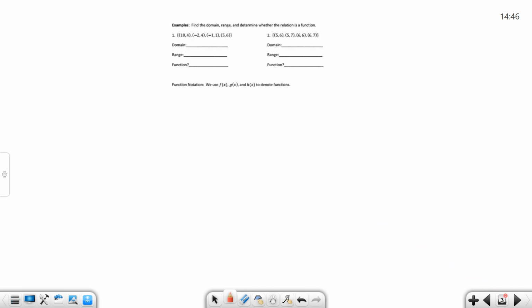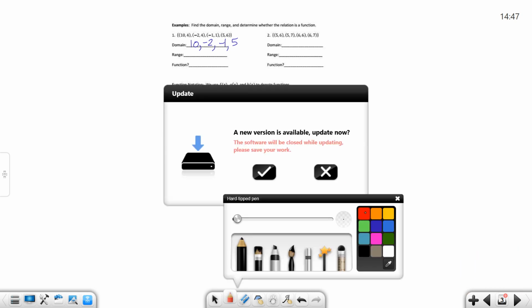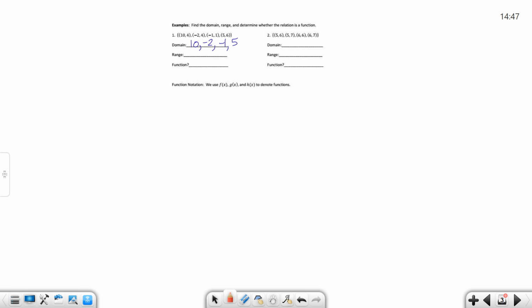In this first example, I give you two relations. Both number 1 and number 2 are relations. That's what a relation looks like. And in this question, I ask you for domain and range. Okay, domain is the set of all x values. So that would be 10, -2, -1, and 5. Range is the set of all y values. So the range would be 4, 1, and 6. So that would be the domain and range for that particular relation.